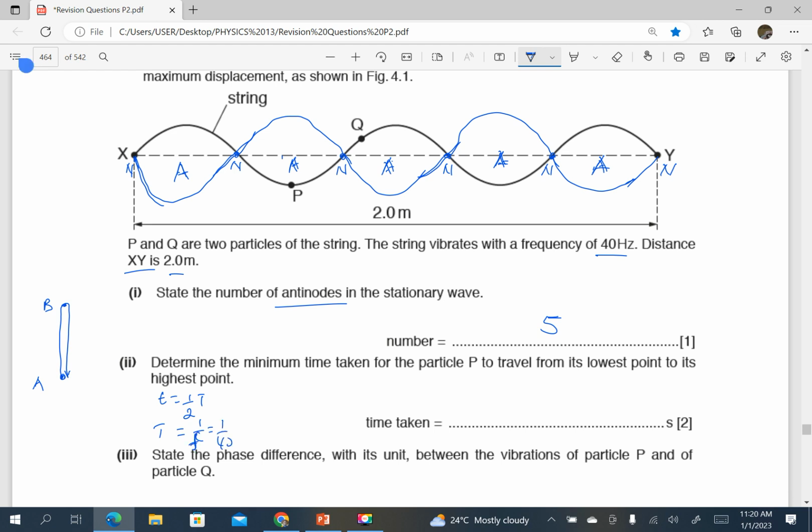Period is 1 over 40. So it means the time we want to talk about here is going to be a half of a period, which is 1 over 40. So that is 1 divided by 80. And this is 0.0125 seconds, or 1.25 times 10 power negative 2 seconds. Alternatively, you can write that.